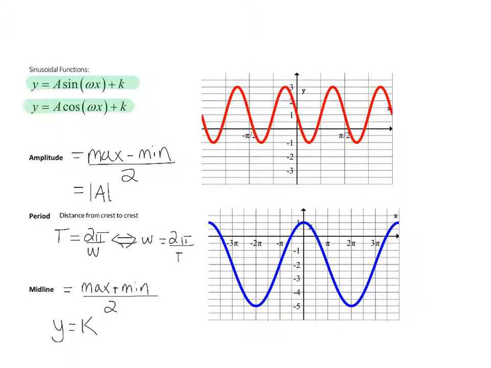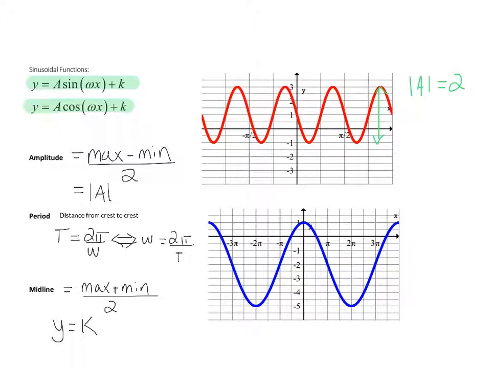So in the first function, for the amplitude, what I'm looking for is half of the distance between the maximum and the minimum. So if I look at this graph, I can figure out that the distance between the maximum and minimum is 4, that looks like. So my amplitude, or my absolute value of A, is half of 4, which is 2.